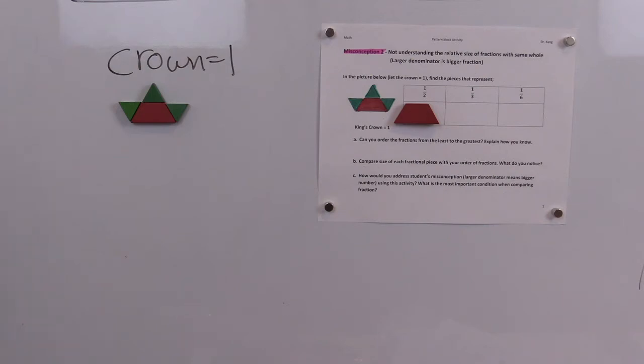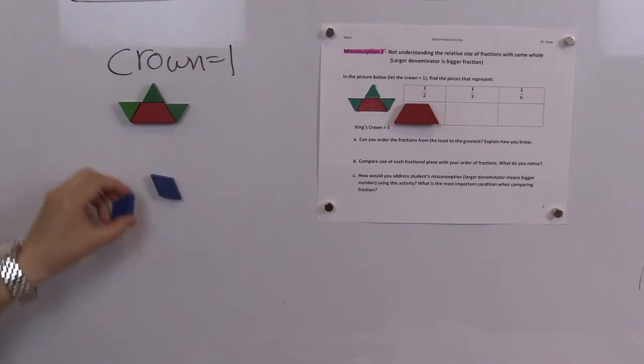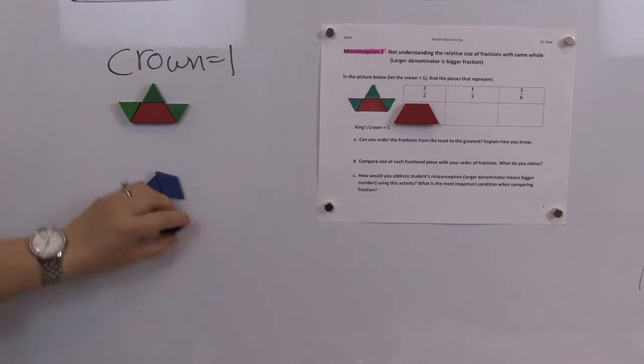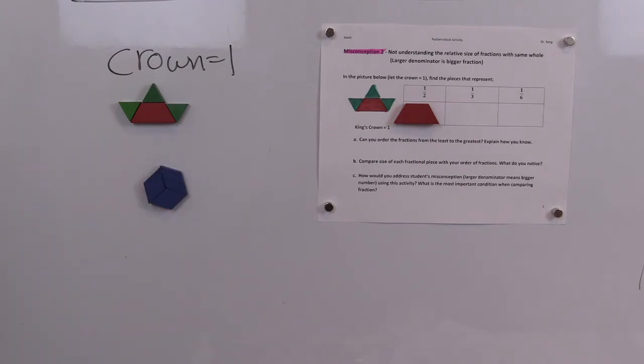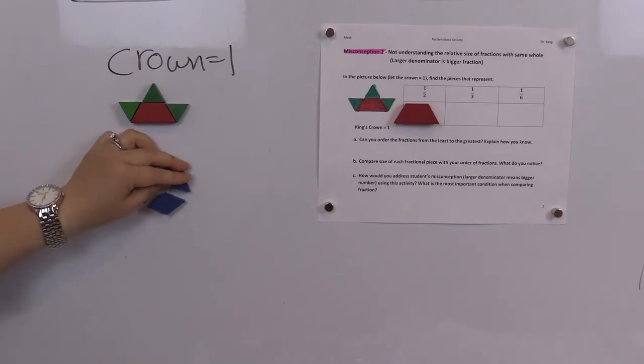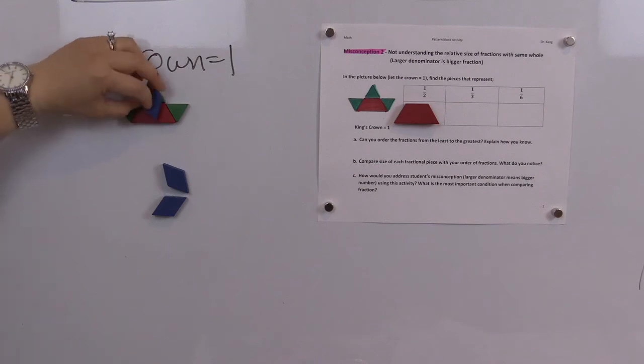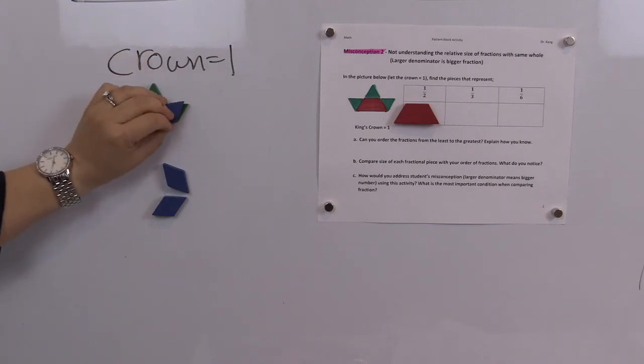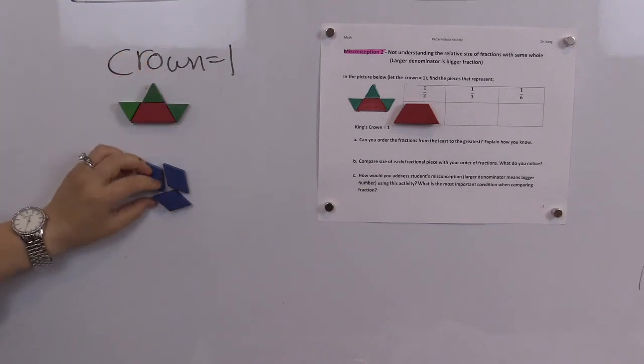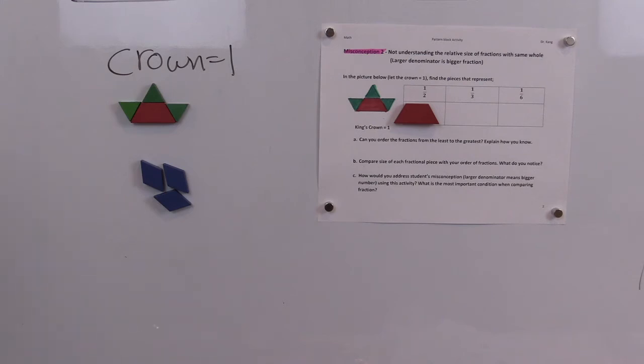I want to try this. Do you think this one gives you the 1/3 in here? Like this? How do you know? If I place this on top of here, it's going to be 1, 2, 3. So this one is the same as my 1 whole. Or you can think about it as triangles. 6 triangles.